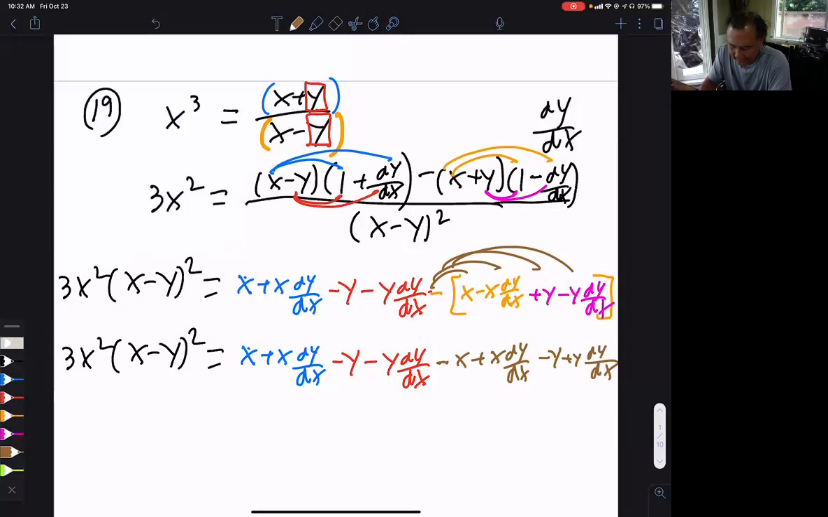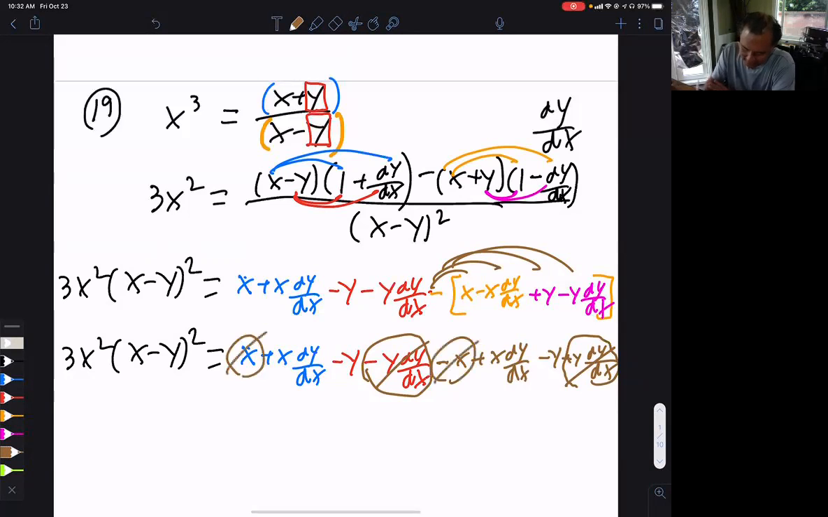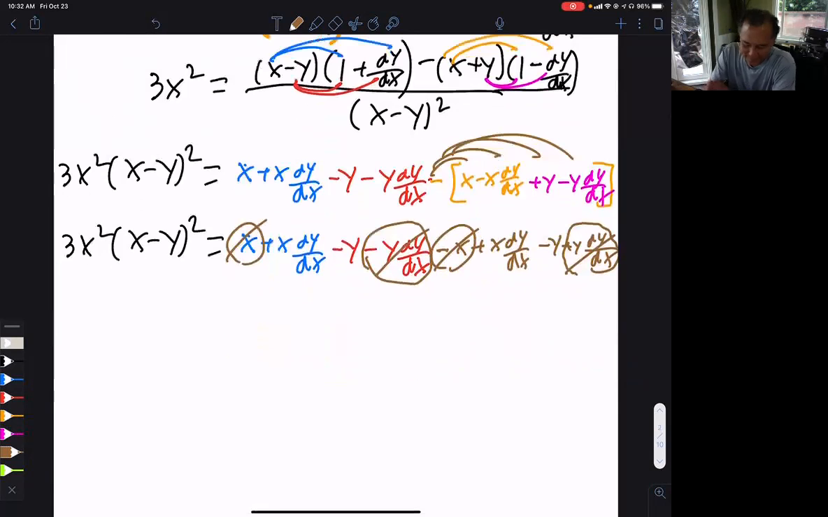And now we let the magic happen. Does anyone see magic? Anyone? Oh, I do. Look, that and that are opposites. They cancel. Any more magic? Oh, I see more magic. You see magic? X minus x. That's magic.